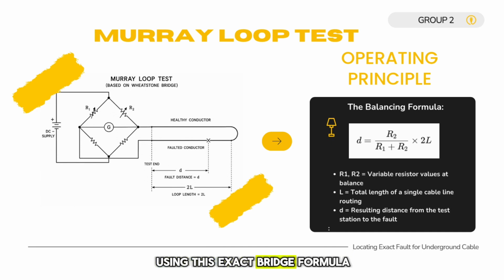Using this exact bridge formula, D equals R2 over R1 plus R2 multiplied by 2L, we can calculate the exact distance from the test station straight to the fault location.